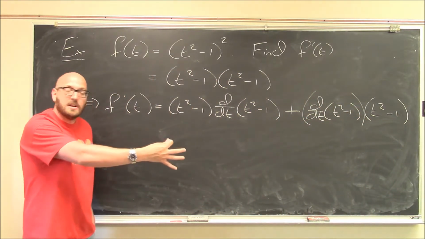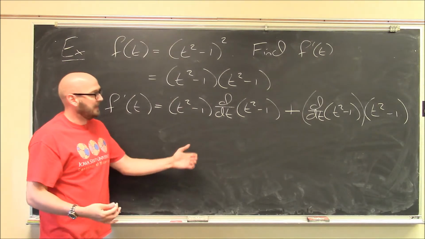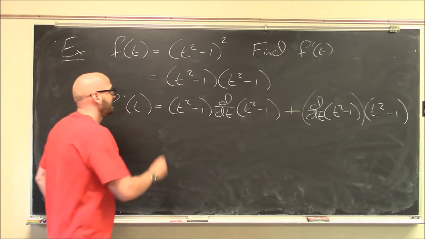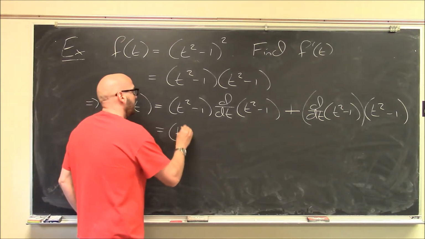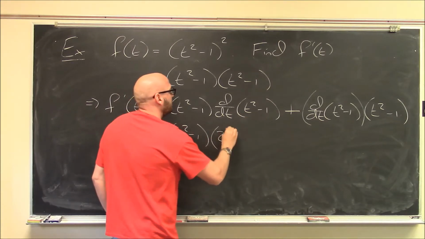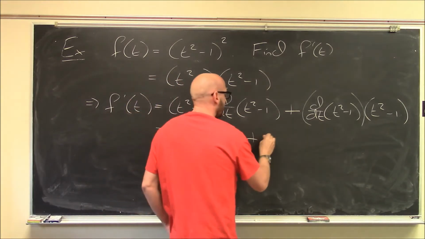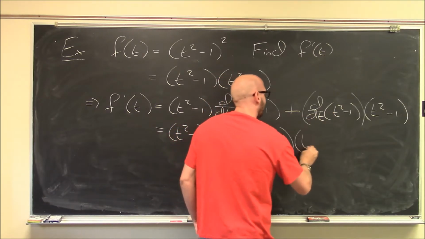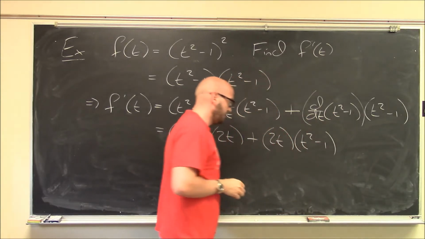Alright, so again, we haven't done any calculus. I haven't differentiated anything yet. I've just written down the form of the derivative based on the product rule. Now we'll compute the derivatives. We got t squared minus 1 times derivative of t squared minus 1 is just 2t, plus derivative of t squared minus 1 is 2t times t squared minus 1.